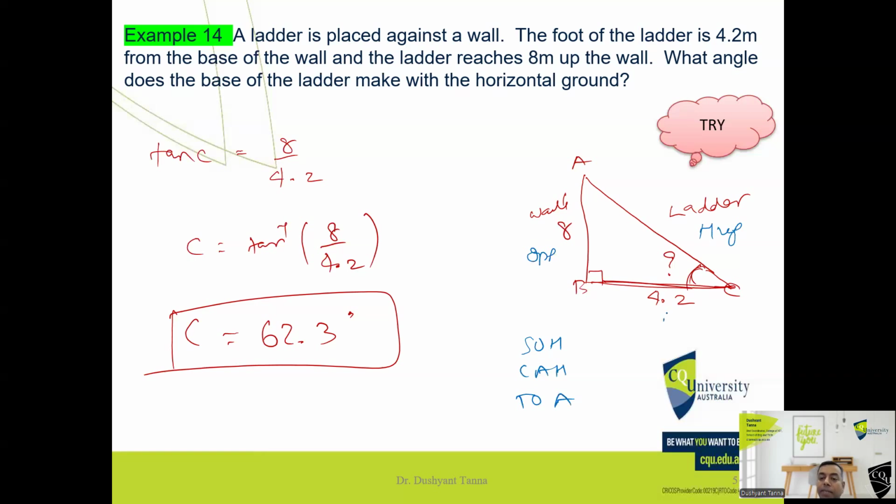Sorry, my bad. This is adjacent. That's why, yeah, TOA. So opposite and adjacent, they will be connected with the help of tan. Just find out tan inverse or arctan.